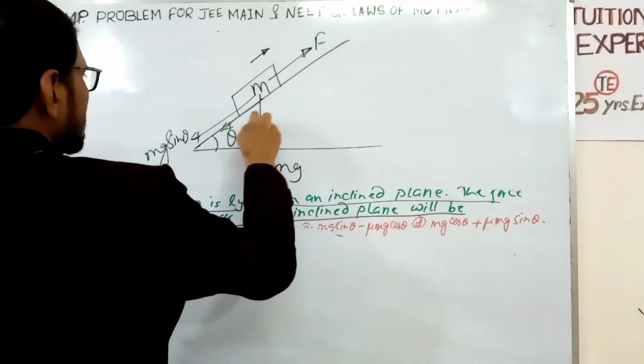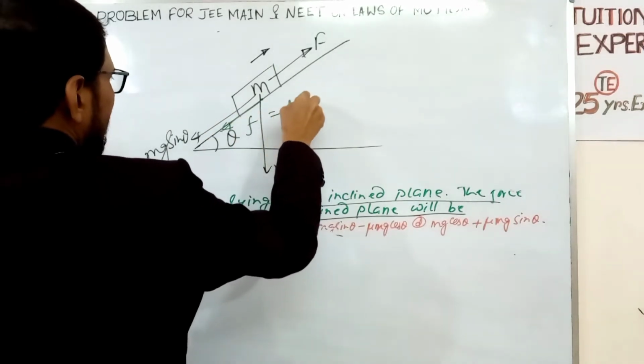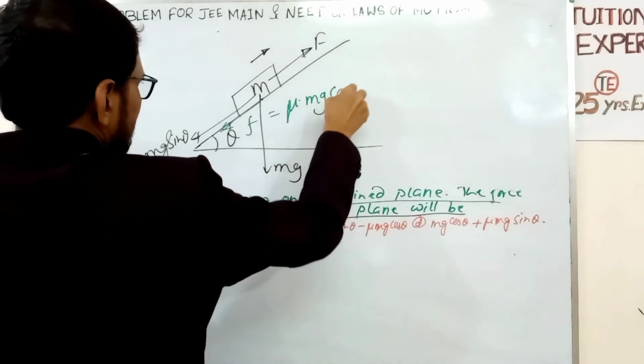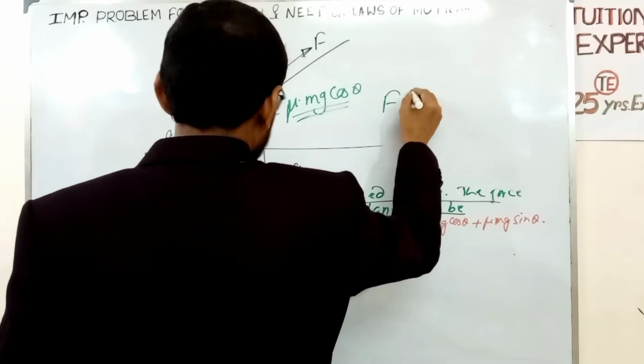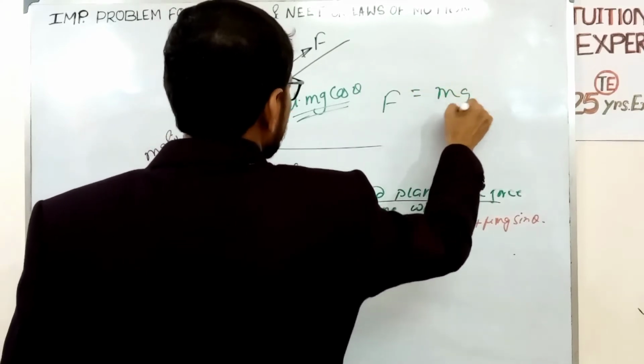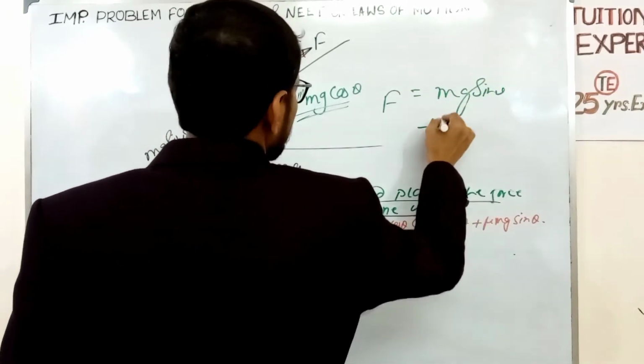What is the friction force? Friction force equals mu into R, which equals mu mg cos theta. So F equals mg sin theta plus mu mg cos theta.